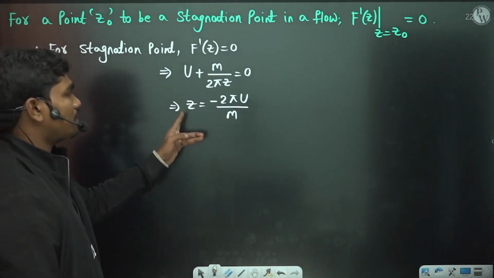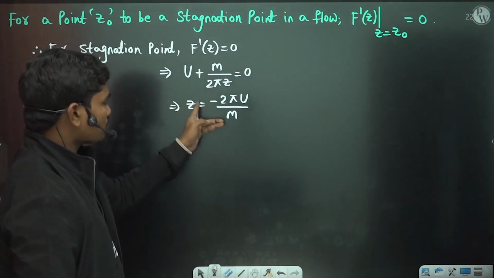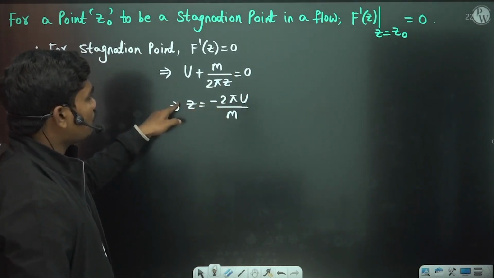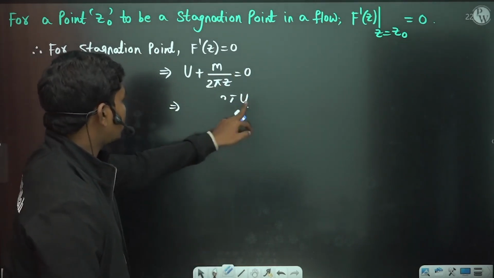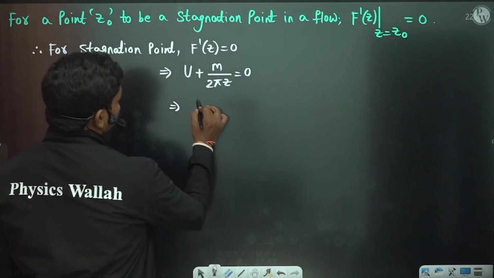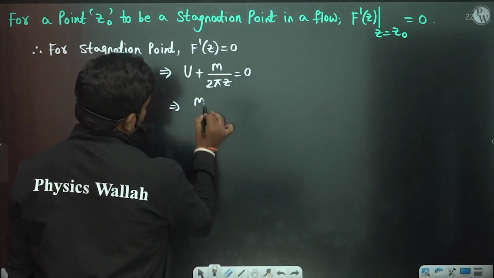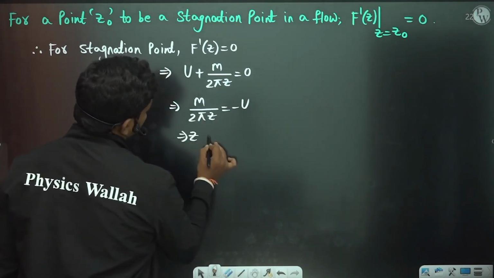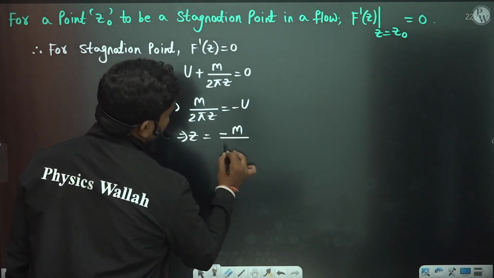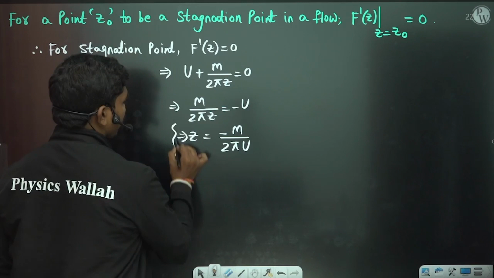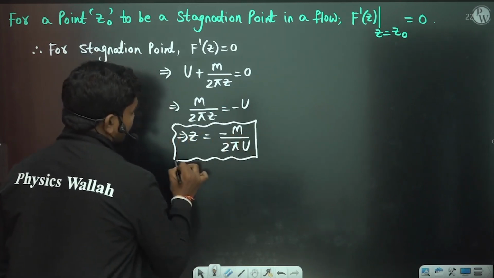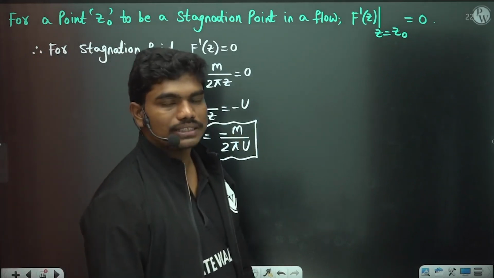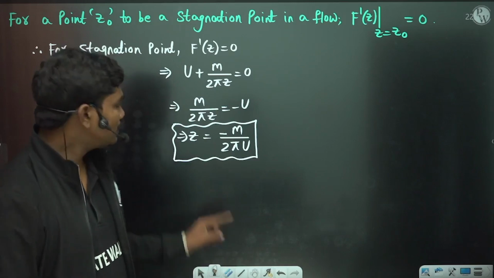Because we have u plus m by 2 pi z is equal to 0, simplifying for z, m by 2 pi z is equal to minus u. Just a minute, I think this equation is correct. So z is equal to minus m by 2 pi u. Okay, this is the correct location at which you have the stagnation point.